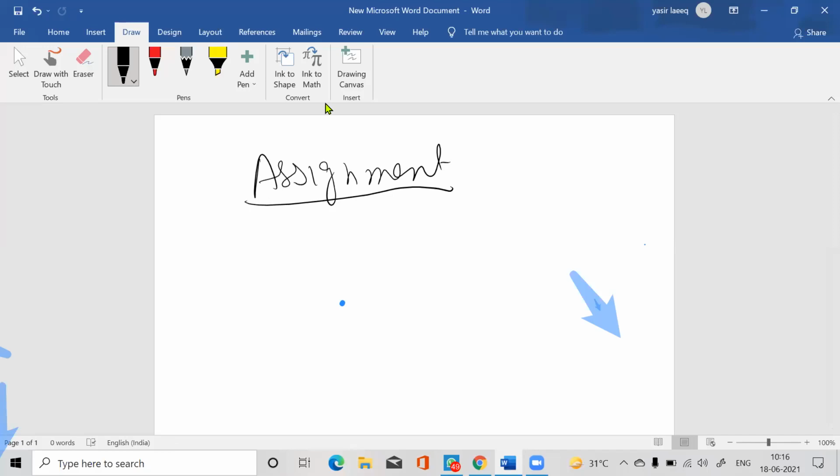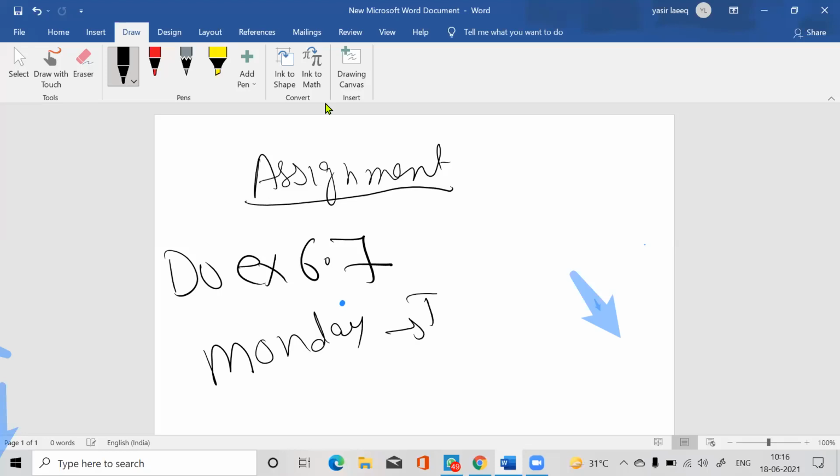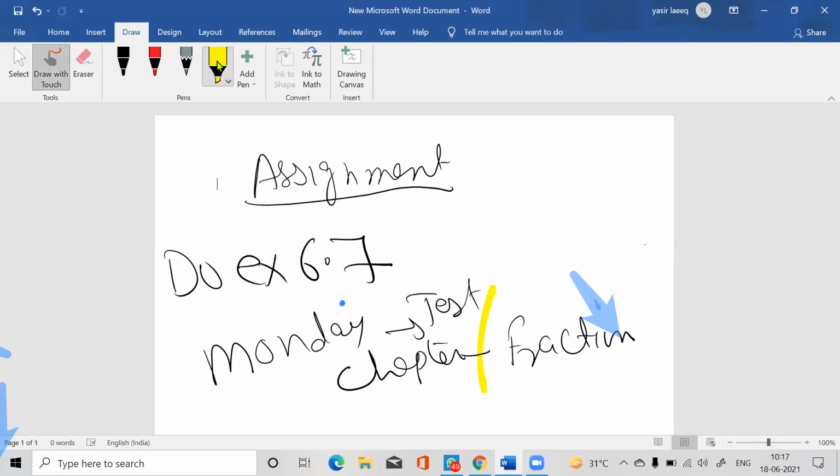The assignment is that you have to do exercise 6.7. Is it clear? And sir, you will take a test on Monday. Beta, it is written on the board. Chapter: fraction. Is it clear? Okay, everyone. I think fraction is very much clear to you.